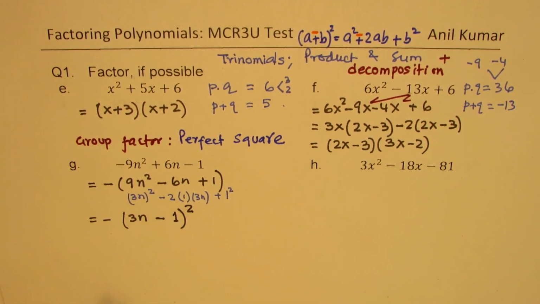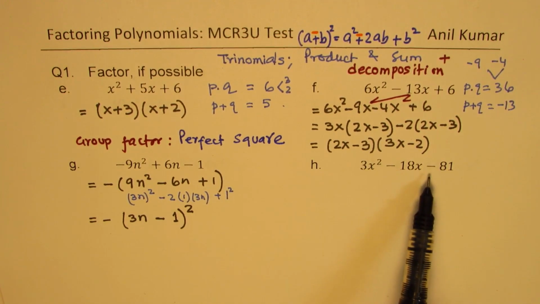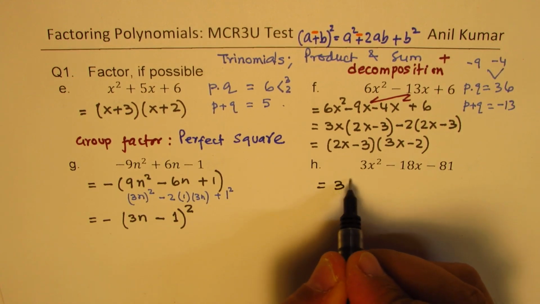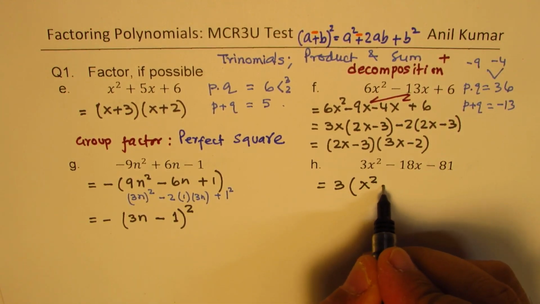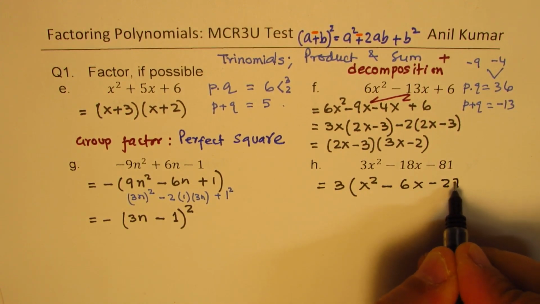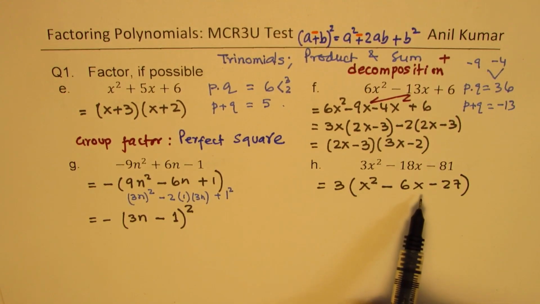Do you see that different technique used here? Okay, now here once again we have kind of a similar case. 3x squared minus 18x minus 81. We could factor 3 out, right? So if I factor 3 out, which is a common factor, I get x squared minus 6x minus 27.